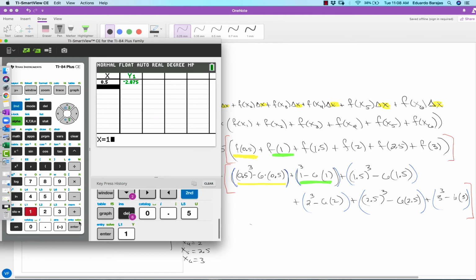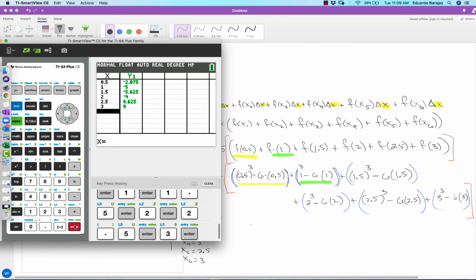The next one is a 1, also negative. The next one is a 1.5, also negative. The next one is a 2, also negative. The next one is a 2.5. Oh, now a positive. And finally, the last rectangle is going to be a 9.